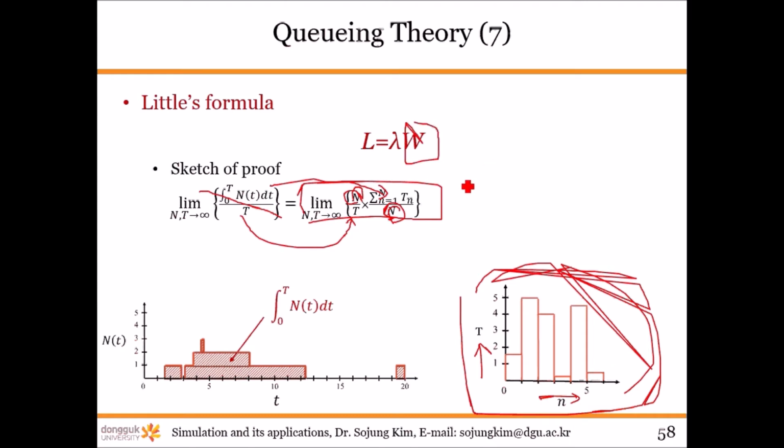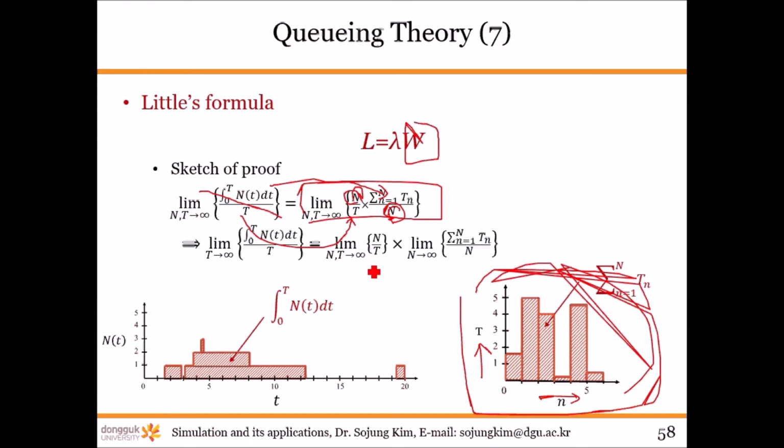That's how you get the W. In order to get the shaded area of this graph, you need to add all the T_n from T1 to T_N, capital N. Then divide this value by the number of customers in the system, which is large N, the total cases. So consider the whole cases of customers, which is large N. That's how you get the W value, right?